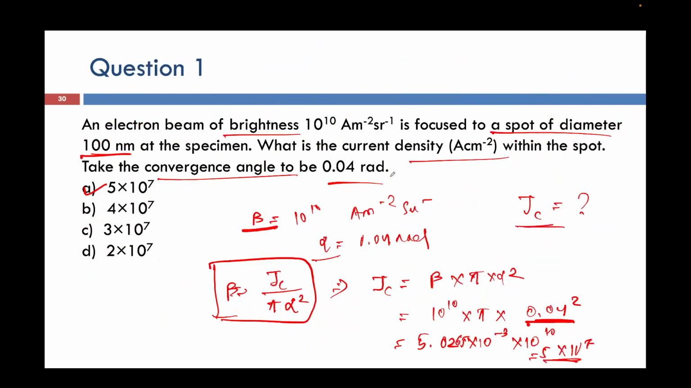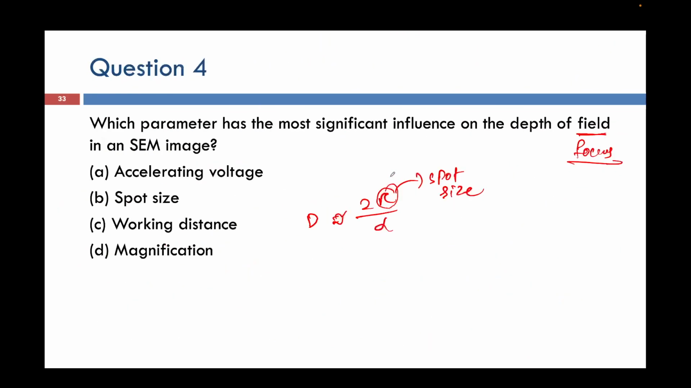Okay, so this is the formula, D is equal to 2R by alpha, right? So spot size is the correct answer. You just have to remember this formula, D is equal to 2R by alpha. You should remember the figure, understand the figure, and the significance of alpha and R, these two terms, how they affect this D. So R is the spot size here. That is the one that will have the most significant influence.